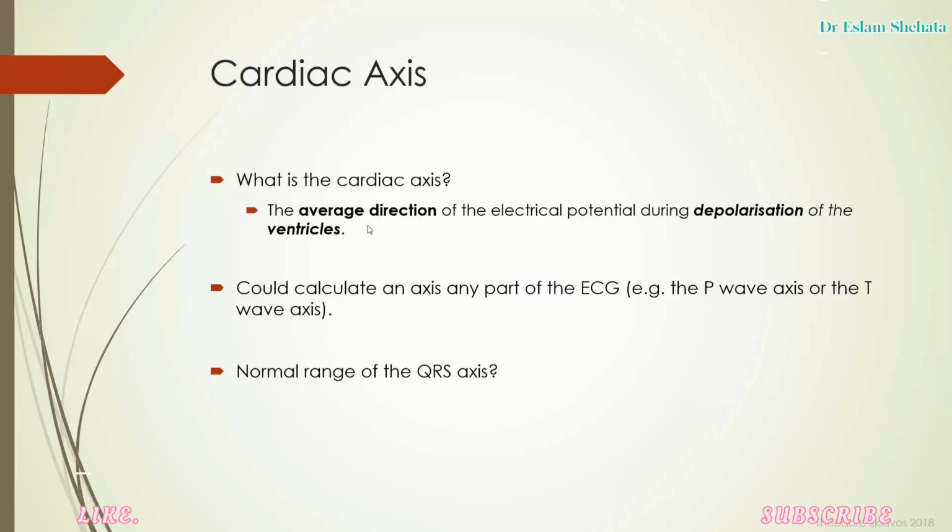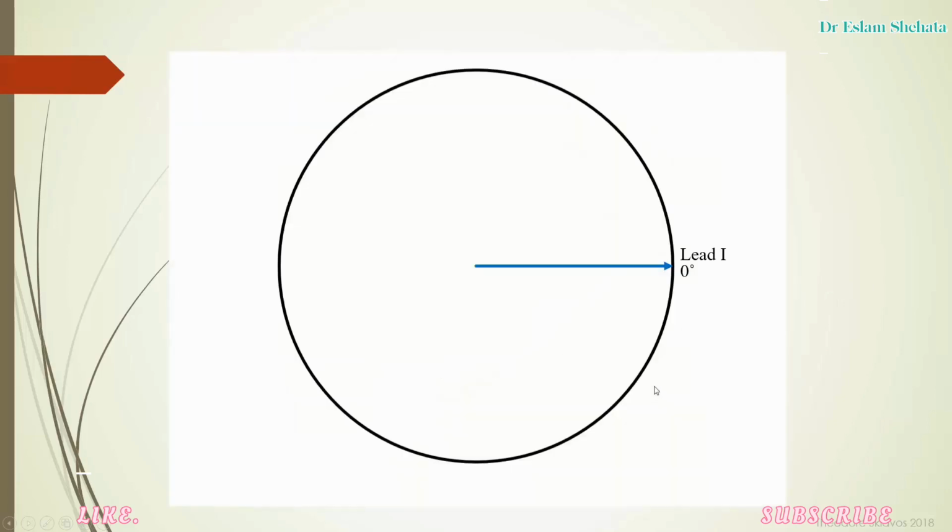It's electrical activity that we're talking about. Now, we can describe an axis for just about any part of the ECG. In fact, what we were just talking about with the P wave in sinus rhythm, well, that was just the P wave axis. We were saying that the P wave axis is down and to the left, okay, in sinus rhythm. So you guys are actually already all over axis. Now we're just going to talk about the QRS axis. What's the normal range for the QRS axis? Well, it's much easier if we look at a diagram.